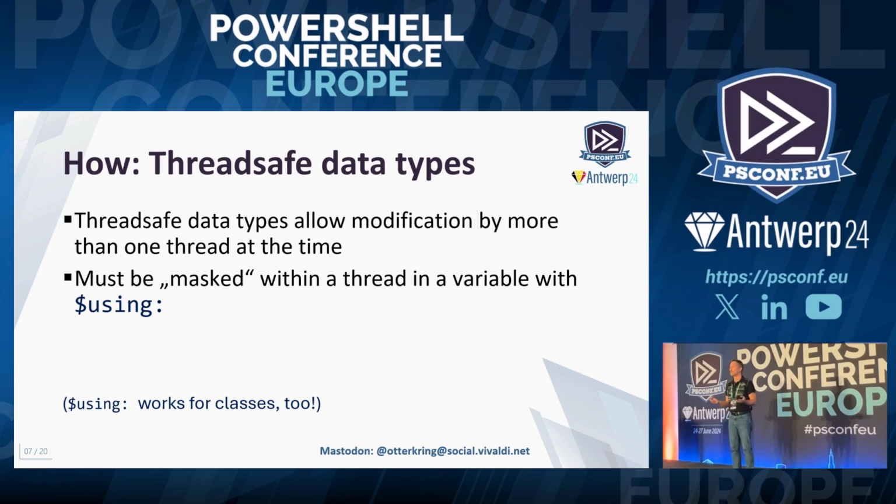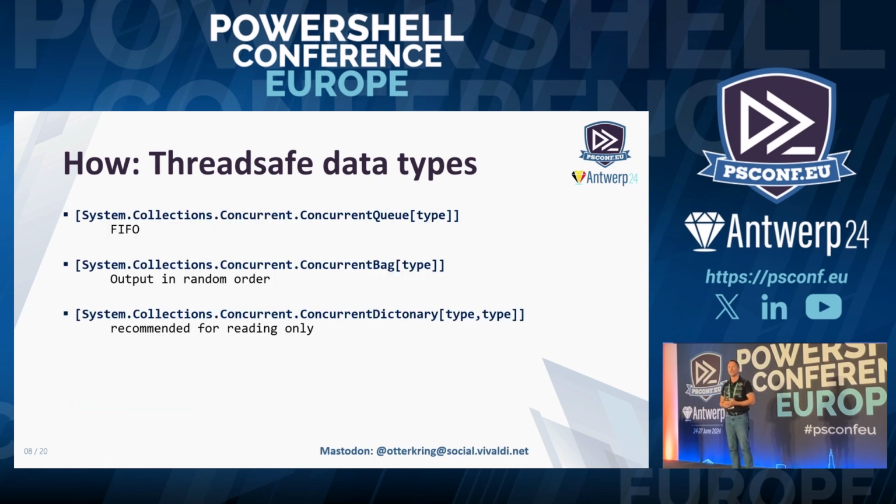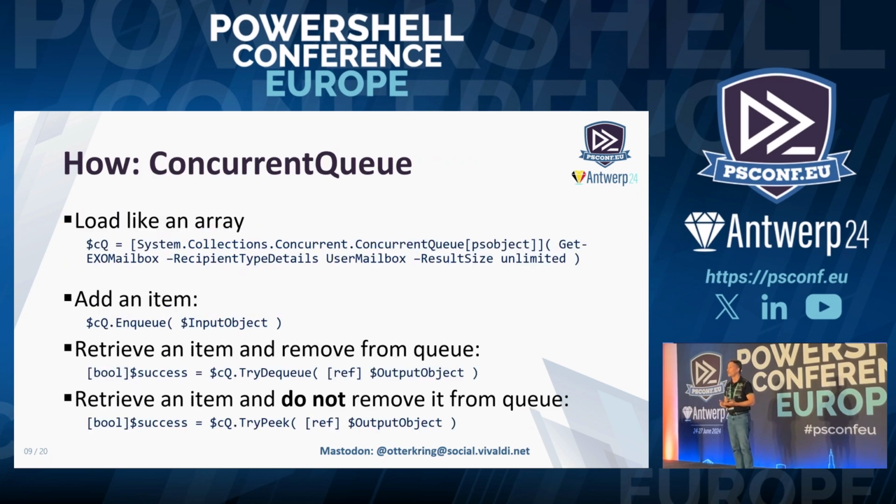But where does the data come from? You have to use thread-safe data types to do that and mask them in the multi-threaded code using the using prefix. The thread-safe data types are the concurrent data types, which you can find in .NET, which are ConcurrentQueue, ConcurrentBag, and ConcurrentDictionary. They all have their advantages and reasons to be there. My favorite for data collection is ConcurrentQueue. You will need the ConcurrentDictionary later.